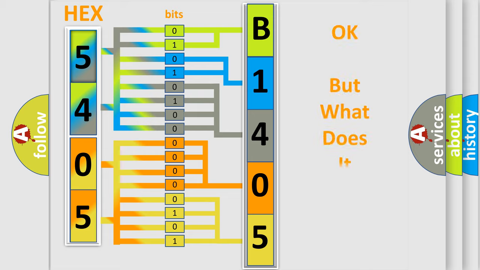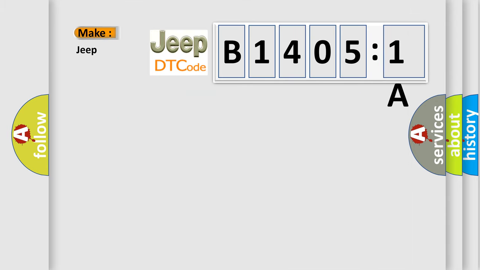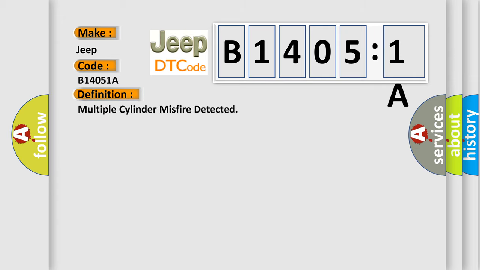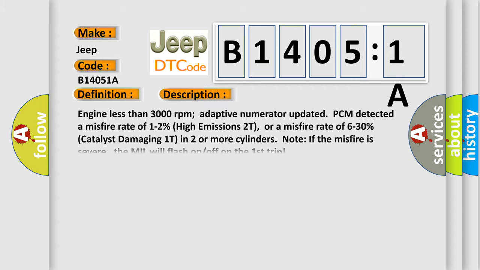The number itself does not make sense to us if we cannot assign information to what it actually expresses. So, what does the diagnostic trouble code B1405-1A interpret specifically for Jeep car manufacturers? The basic definition is multiple cylinder misfire detected. And now this is a short description of this DTC code. Engine less than 3000 revolutions per minute, adaptive numerator updated. PCM detected a misfire rate of 1-2% high emissions 2T, or a misfire rate of 6-30% catalyst damaging 1T in 2 or more cylinders.